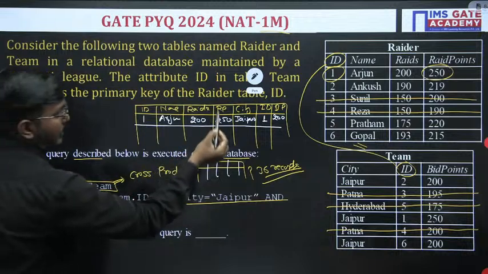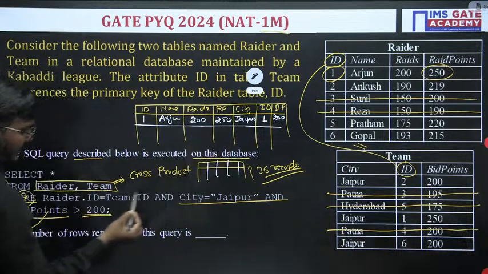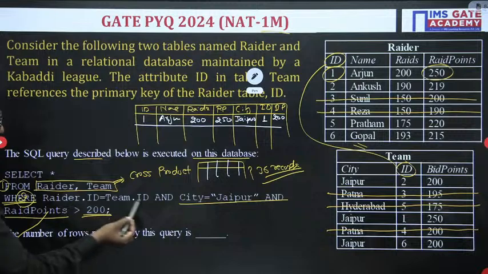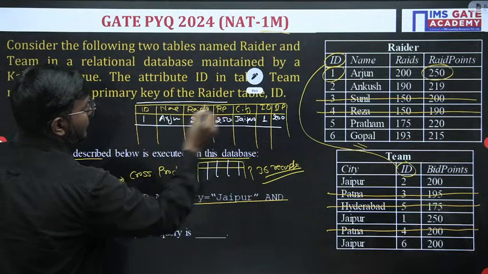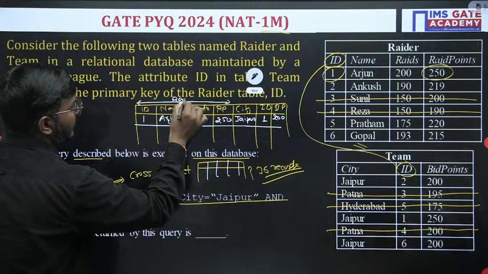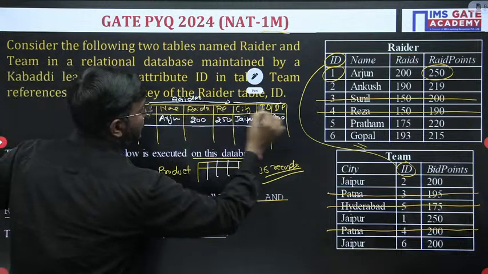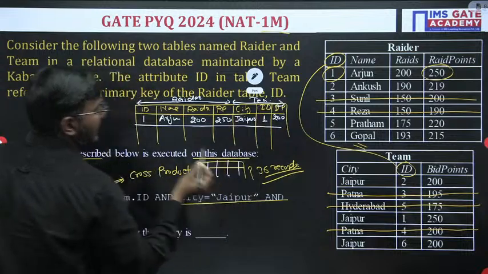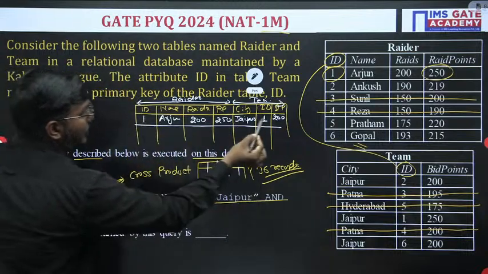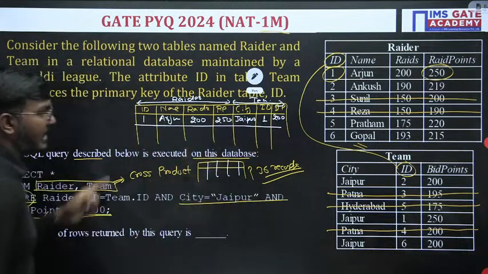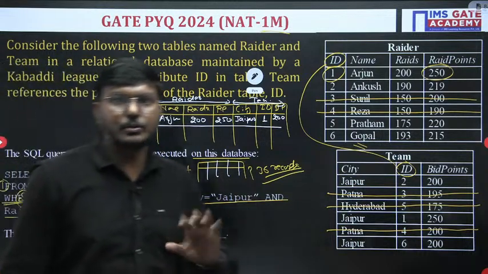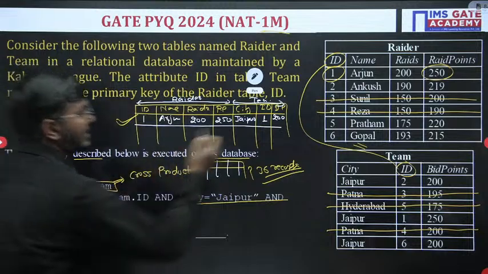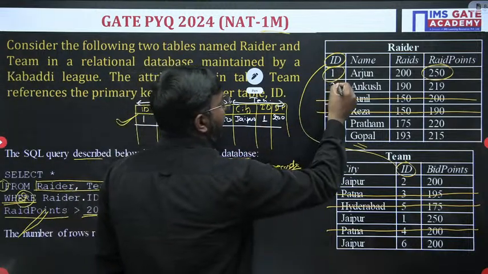Rate point is greater than 200. Again see, the radar ID is equal to team ID. These attributes belong to the radar table, and the remaining attributes belong to the team table. So if you check here, the radar ID is equal to team ID. Both are equal. It means this record will be selected for the final result. Understood? Clear?